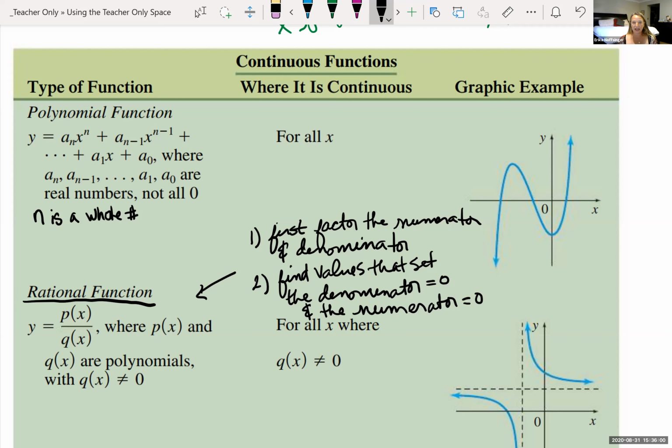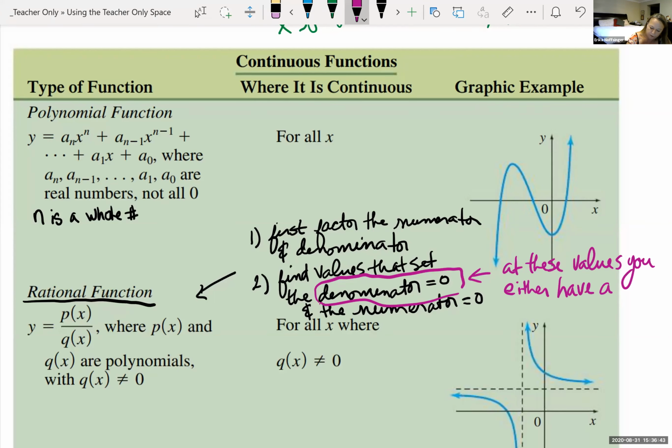There are two different possibilities that can happen when you have a rational function and you see the values that set the denominator equal to 0. So at these values, you either have a hole in the graph, and that's if both the numerator and denominator are equal to 0, or a vertical asymptote. And usually when I'm talking about asymptotes, just to save some time in writing, I'll say VA.